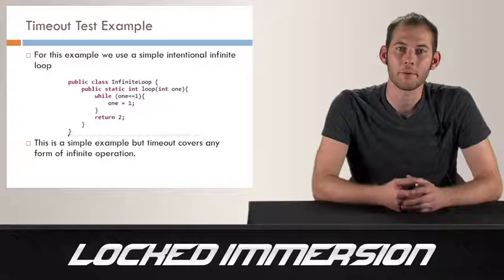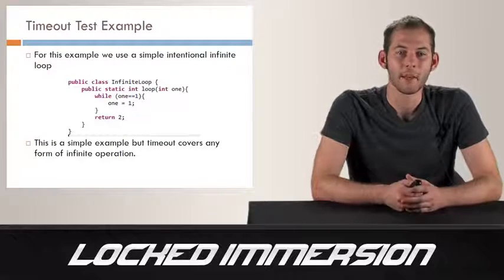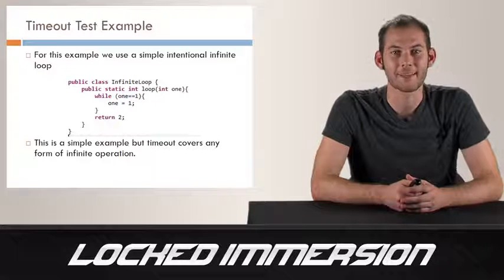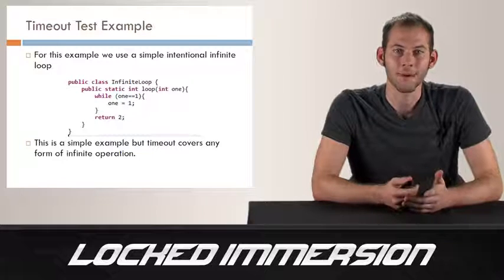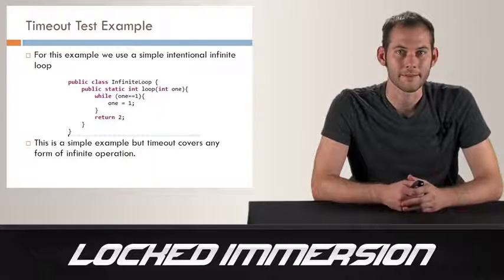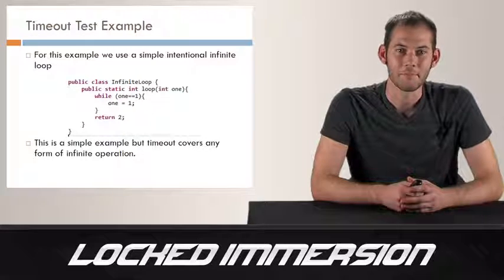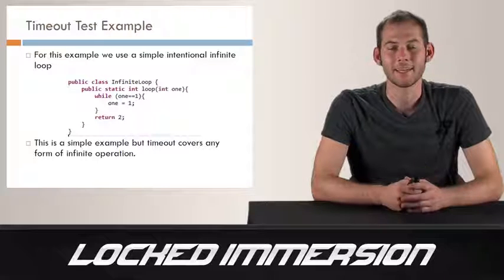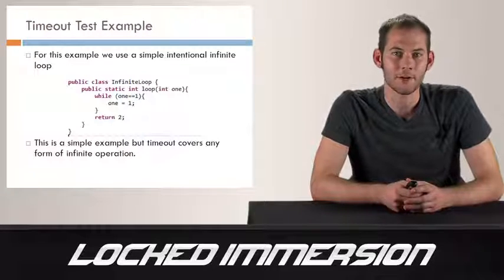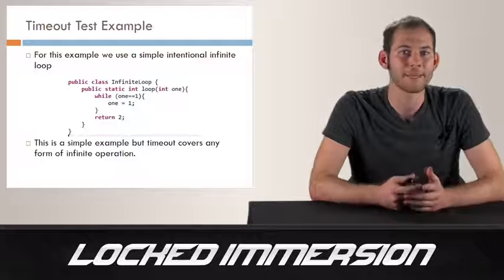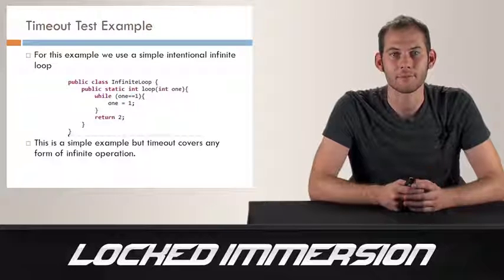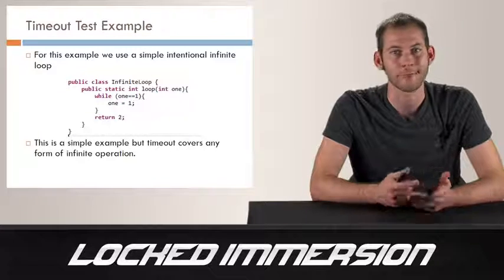For this example, I went ahead and made an infinite loop. Again, not exactly the best bit of code, but it's a nice example. We made an infinite loop with a while statement. While 1 is equal to 1, 1 is equal to 1. It's not going to stop. Like I said on the slides, the timeout isn't only useful for infinite loops, it's good for any infinite computation. Anything that's going to cause the program not to stop or to run for an inordinate amount of time.